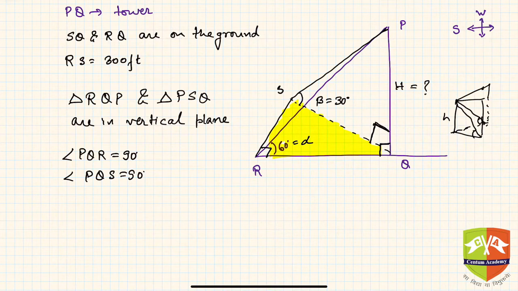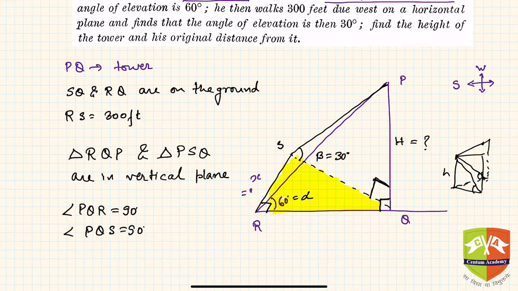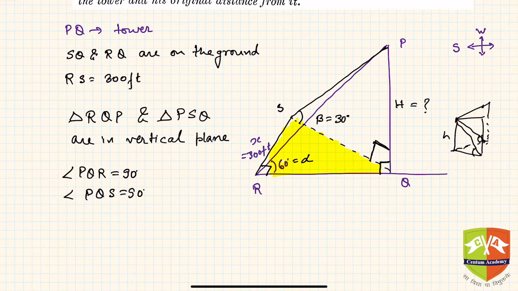Basically what is given is RS, and what is RS? Let us say this is X. So I'm mentioning this as X, and X is equal to 300 feet. Now we have to find out H. Obviously we will be using all the information which is known, and we will try to use the triangles and the related information. So, guys, how can we find out H?